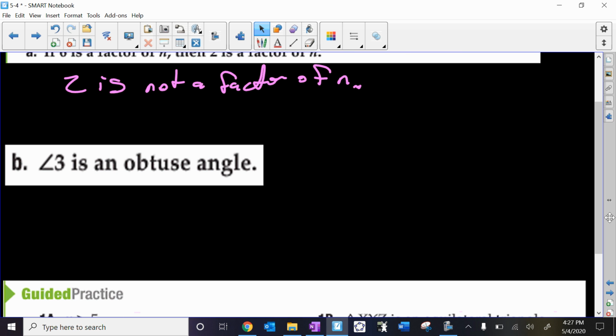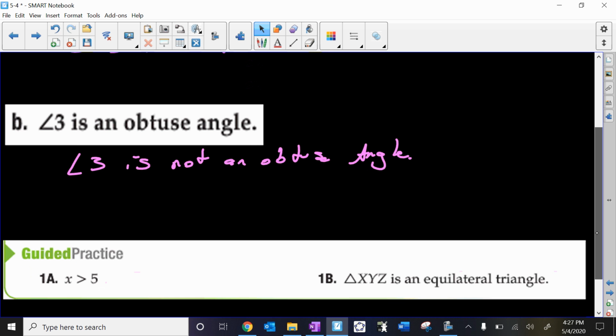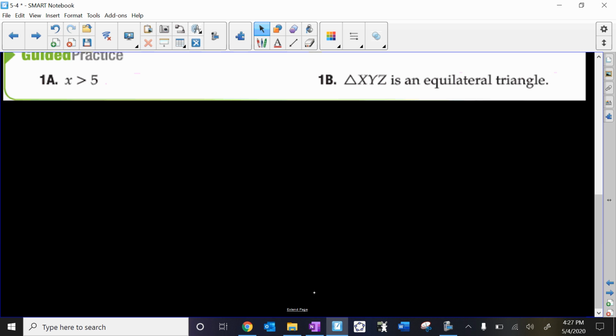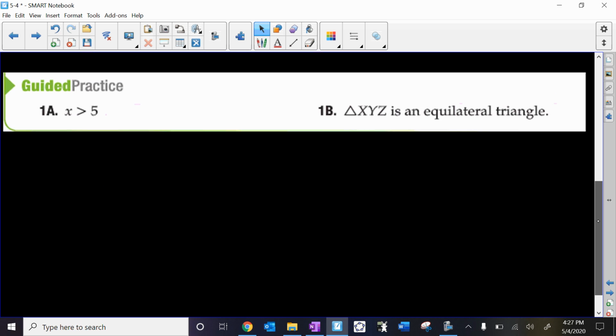Letter B, if I say angle 3 is an obtuse angle, your assumption is going to be angle 3 is not an obtuse angle. Last one we'll look at is actually 1A. 1B is, instead of saying it is an equilateral triangle, we would say triangle XYZ is not an equilateral triangle. It's really no different than the ones from above.